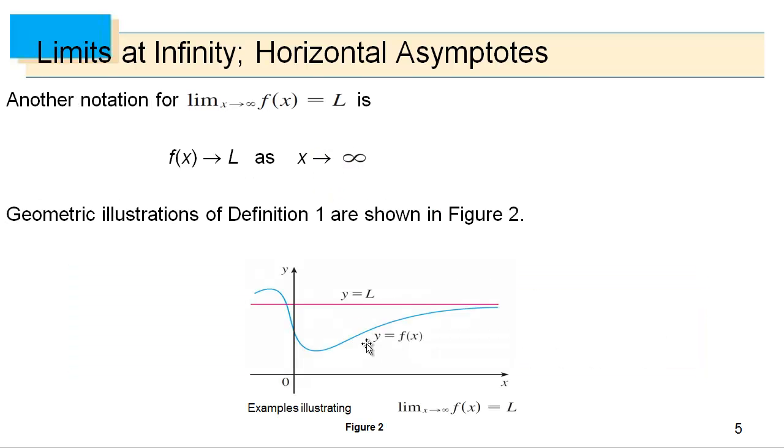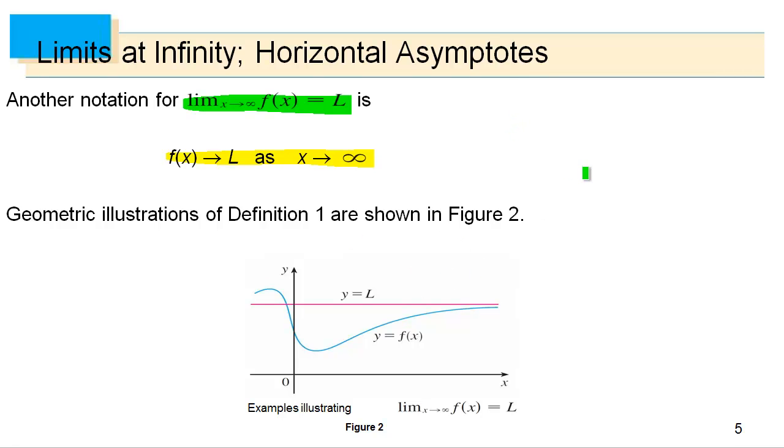Here's another way of writing it. We've seen this before: f of x approaches L as x approaches infinity. This is the less common way of using it, so you really should instead go with the one in green. That's the one that's more widely used.